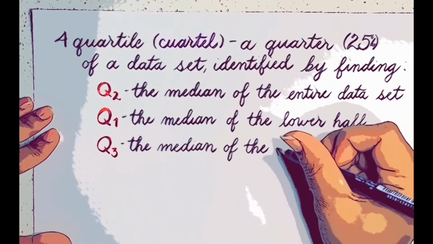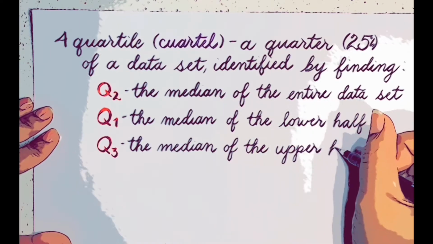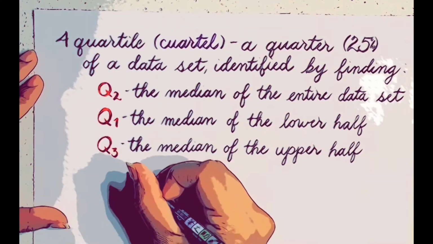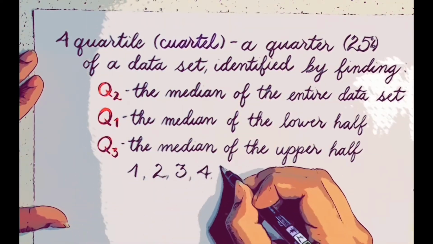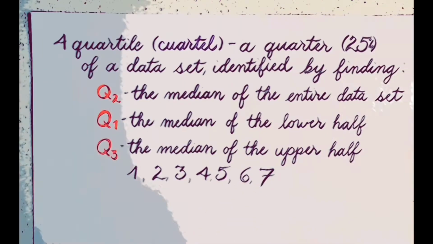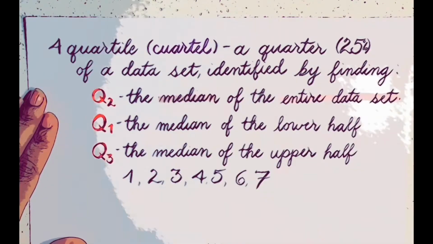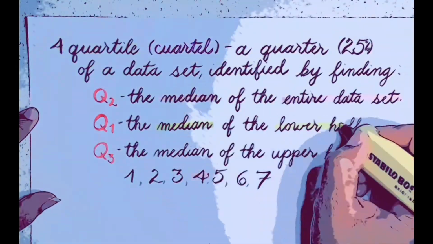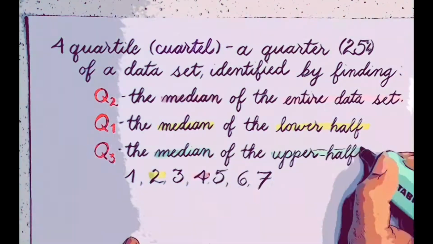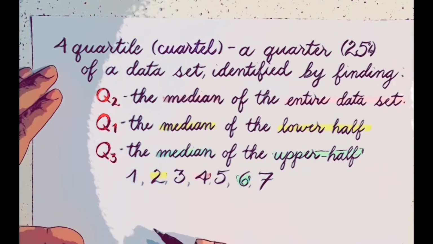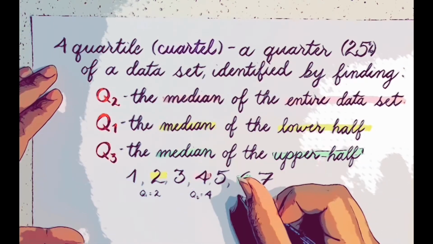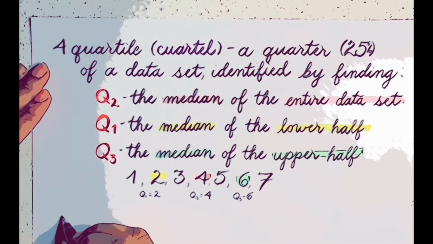So we're going to take a look at our original data set that we had before. So the median, Q2, is right in the middle of the whole data set. And so we can see that it's 4. We can see that 2 is the median of the lower half, and 6 is the median of the upper half. So that's Q1 and Q3.